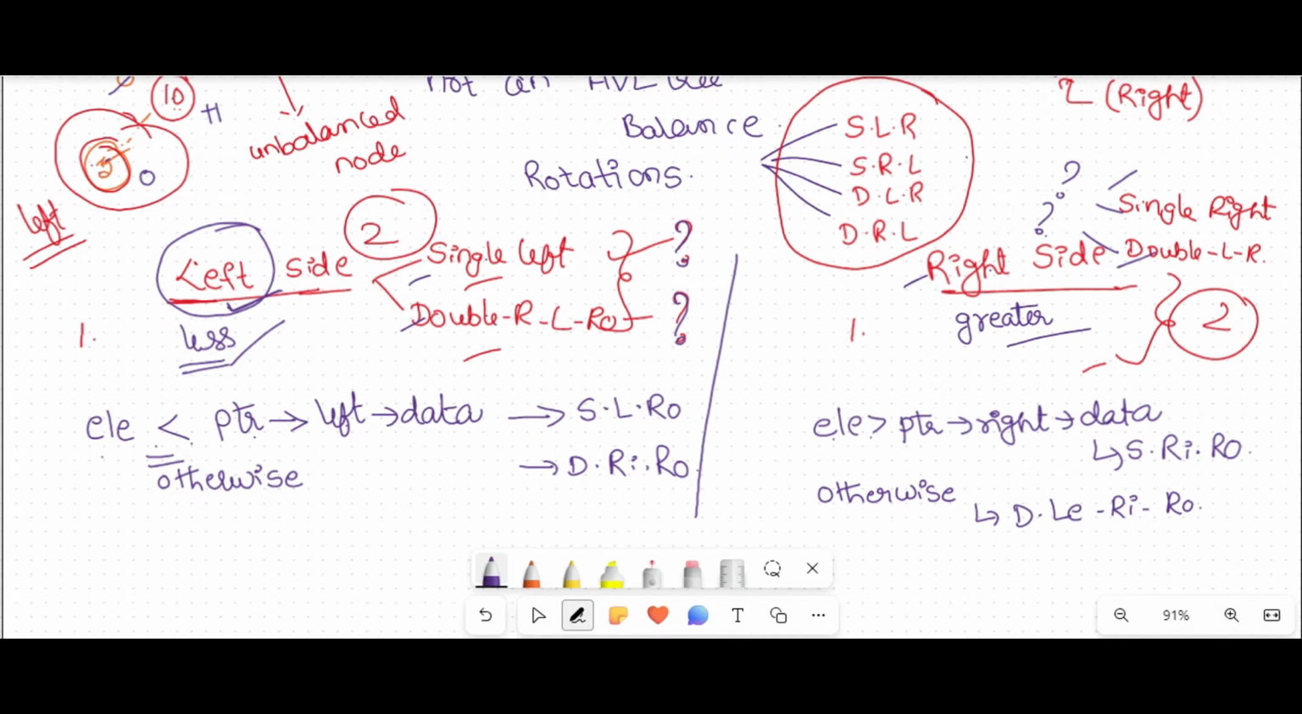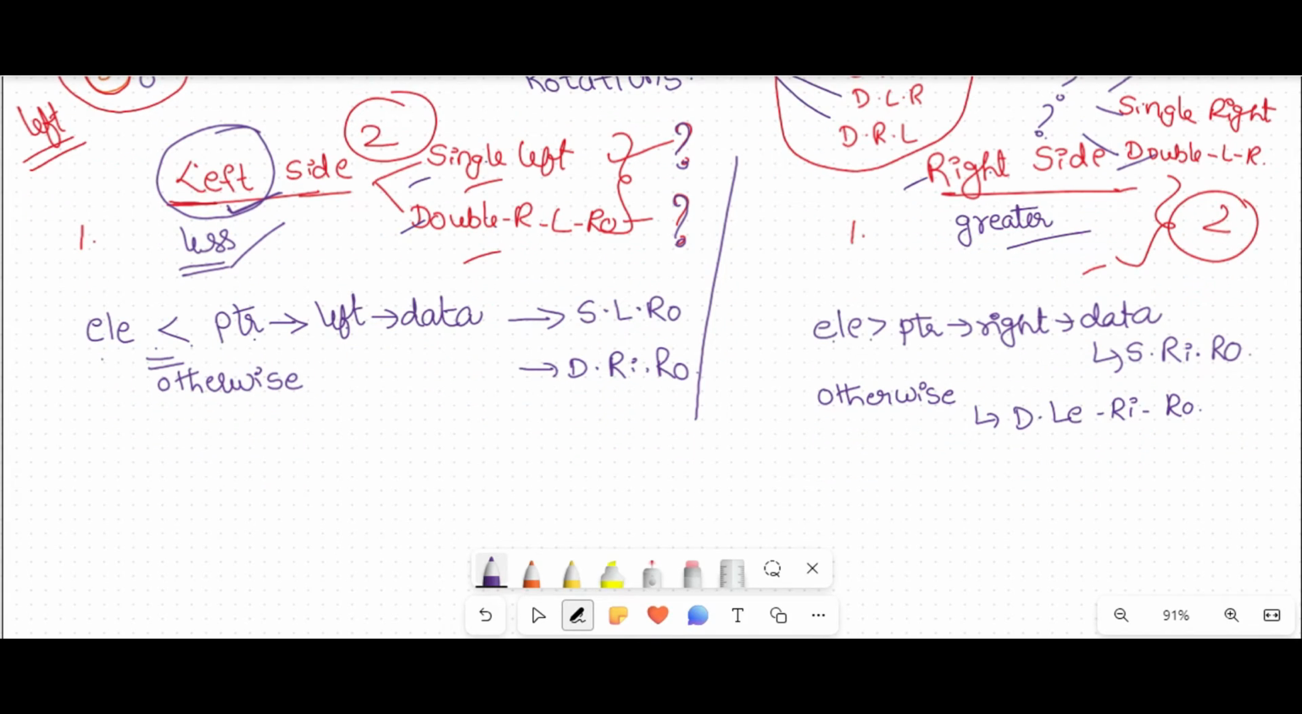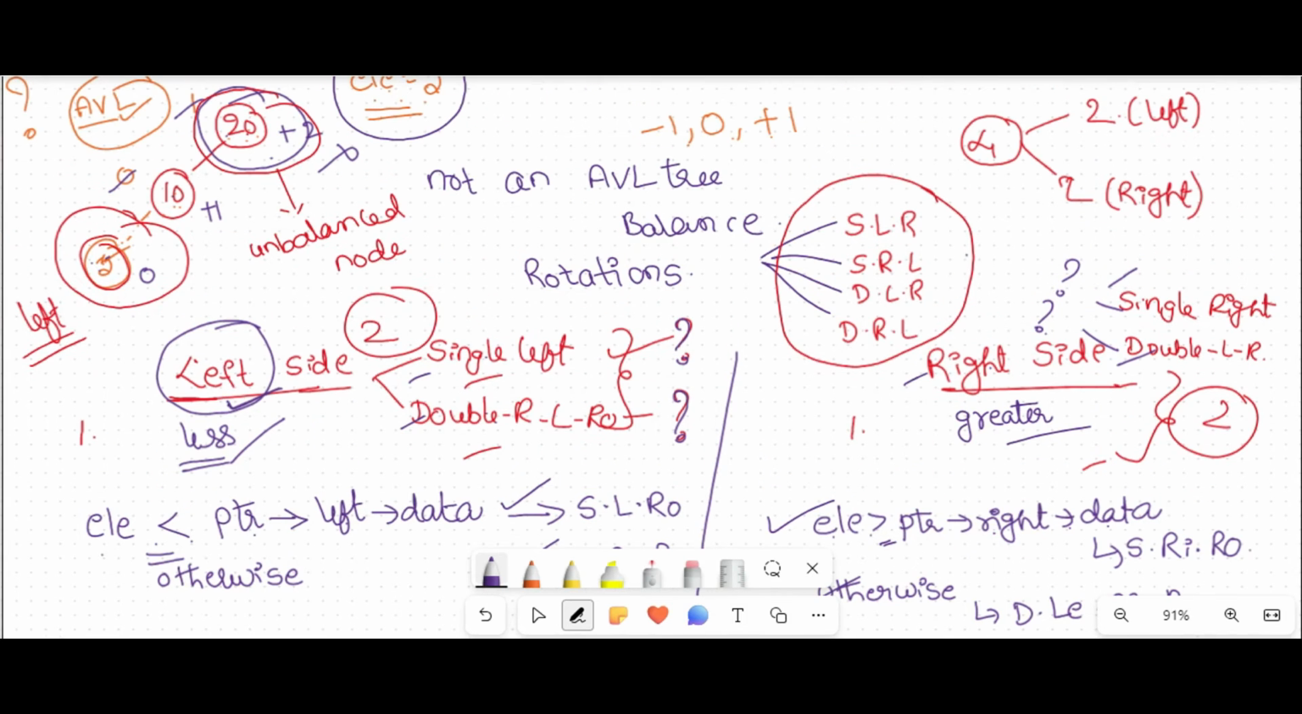Okay. So if the element is less than PTR's left of data, apply single left rotation. Otherwise, apply double right left rotation. If the element is greater than PTR's right of data, apply single right rotation. Otherwise, apply double left right rotation. Now let us see this example: 20, 10, 5.